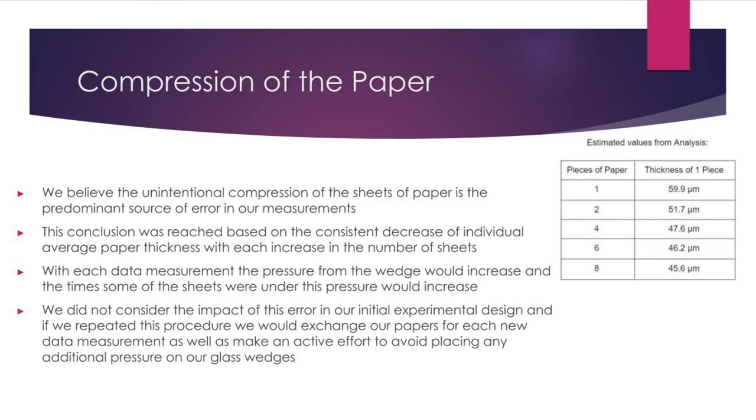We believe the unintentional compression of the sheets of paper is the predominant source of error in our measurements. This conclusion was reached based on the consistent decrease of individual average paper thickness with each increase in the number of sheets. With each data measurement, the pressure from the wedge would increase and the time some of the sheets were under this pressure would increase. We did not consider the impact of this error in our initial experimental design, and if we repeated this procedure, we would exchange our papers for each new data measurement, as well as make an active effort to avoid placing any additional pressure on our glass wedges.